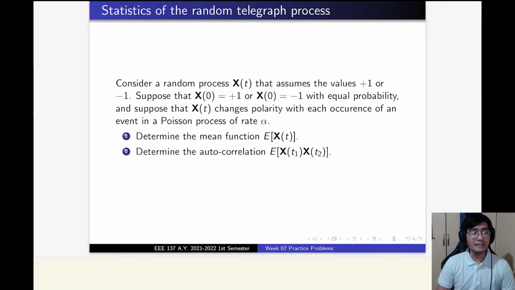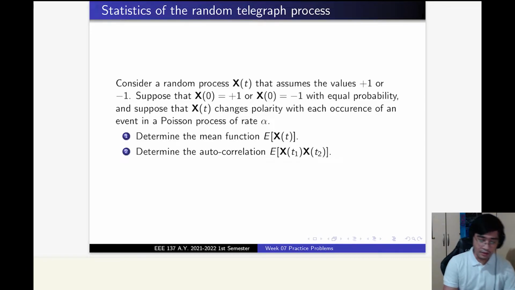This is week number 7, problem number 2, the statistics of the random telegraph process. So consider a random process x of t that assumes the values positive 1 or negative 1. Suppose that x of 0, take note that this is our initial condition, is equal to positive 1, or x of 0, the initial condition, is negative 1 with equal probability.